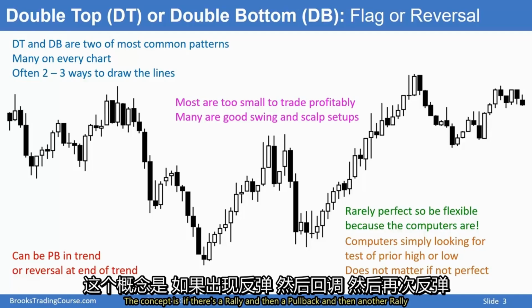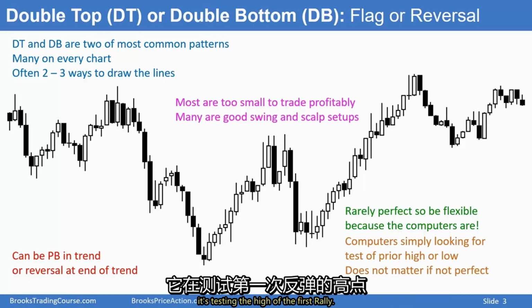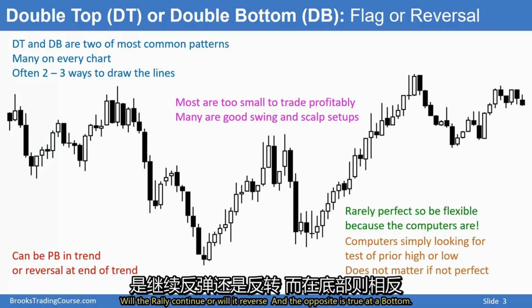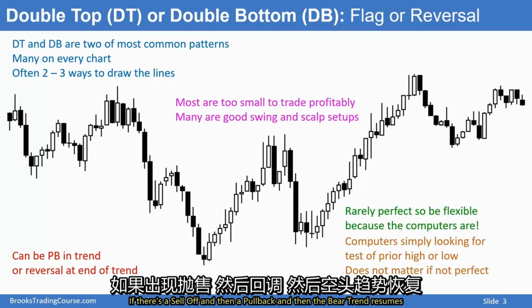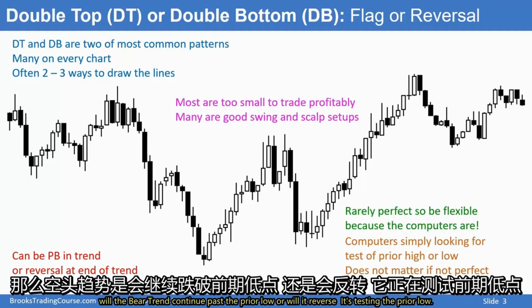The concept is if there's a rally and then a pullback and then another rally, it's testing the high of the first rally. Will the rally continue or will it reverse? And the opposite is true at a bottom. If there's a sell-off and then a pullback and then the bear trend resumes, will the bear trend continue past the prior low or will it reverse? It's testing the prior low.